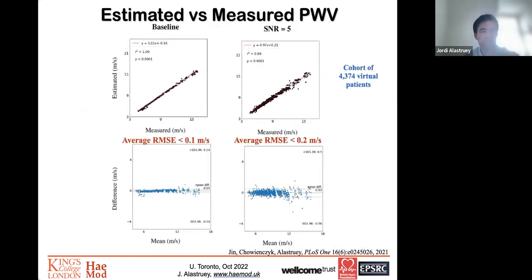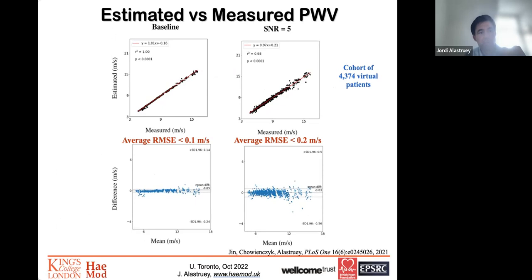levels of noise. So without any noise, the average root mean square errors for all the estimated pulse wave velocities using the recurrent neural network was smaller than 0.1 meter per second for the over 4,000 virtual subjects. And this increased to only 0.2 meters per second when 20% of random noise was added to the pressure waveform.